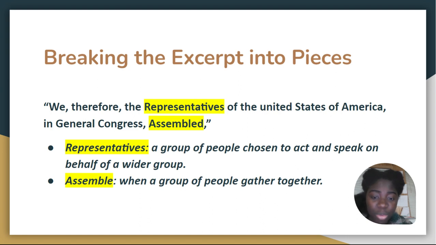So we, therefore, the representatives of the United States of America. So these are a group of people representing the United States of America, which were those American colonies, those 13 colonies. In General Congress assembled. So these representatives gathered together. The people that wrote the Declaration of Independence gathered together on behalf of the United States of America. That's what that means.